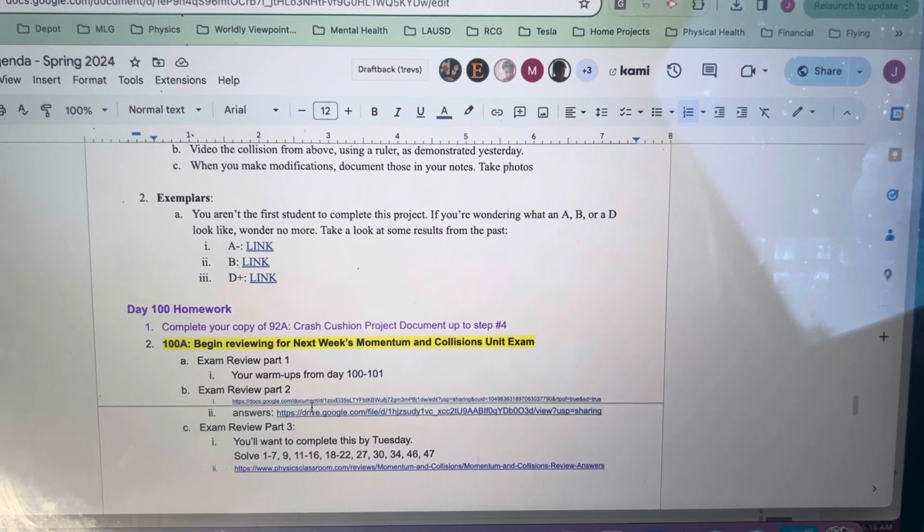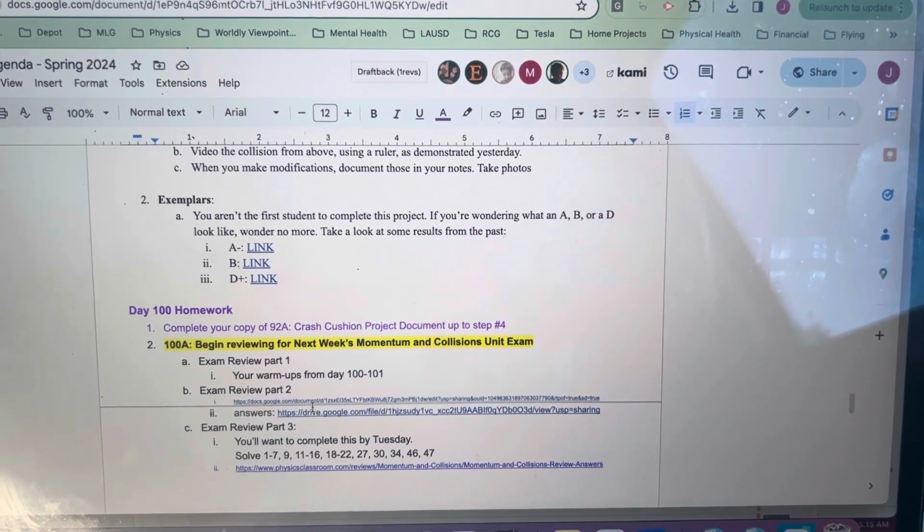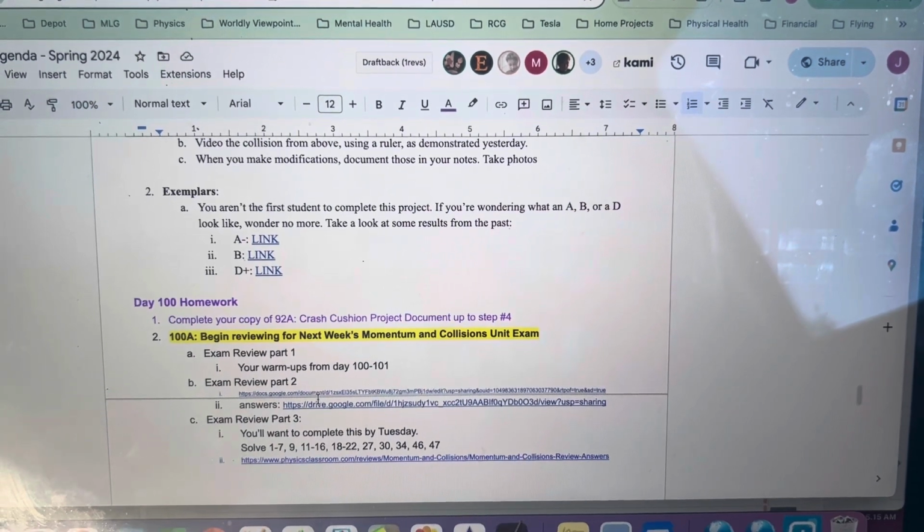Oh, and make sure that you clean up at the end of the day. Put everything away so it's nice and clean for the next class. And that's it.